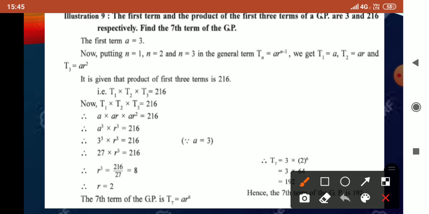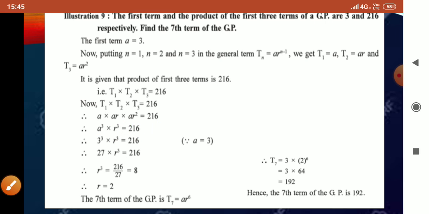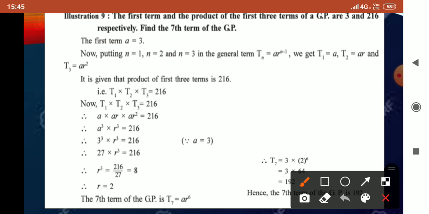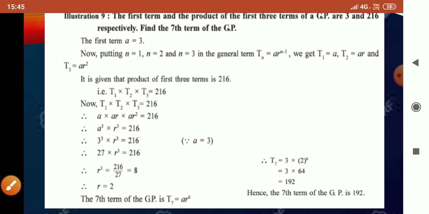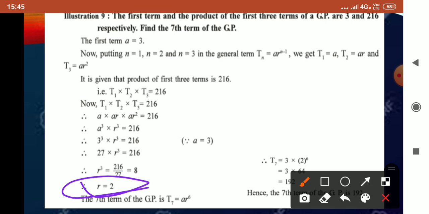Okay, so what I'll do is a into ar into ar square equals 216. So a cube r cube equals 216. So a cube, we will keep the value of a equals 3, which is equal to 27. R cube equals 216 upon 27, which is equal to 8. So r cube is 8, so my r will be 2. I got the answer of r. R is 2, a is 3.